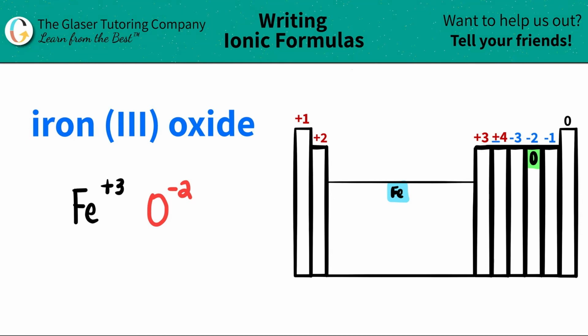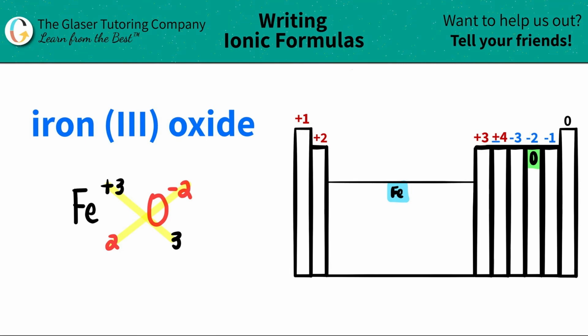Now, since I have both elements and both charges, all we've got to do is crisscross those charges to see how many of each element I have. So this plus 3 crisscrosses down, telling me that I need 3 oxygens. And this negative 2 crisscrosses down, telling me that I only need 2 irons. When you crisscross, don't worry about the positive and the negative. Just put the number, okay?